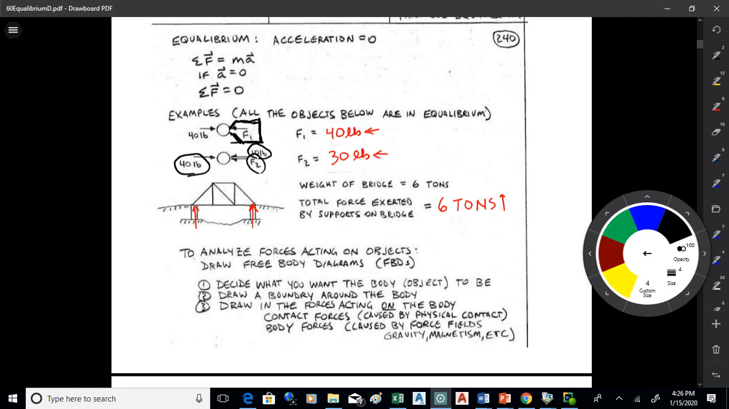If I have a weight of a bridge, which is 6 tons, I know the net forces on the 2 footings that are holding the bridge up would be 6 tons, okay? That's basic equilibrium there.